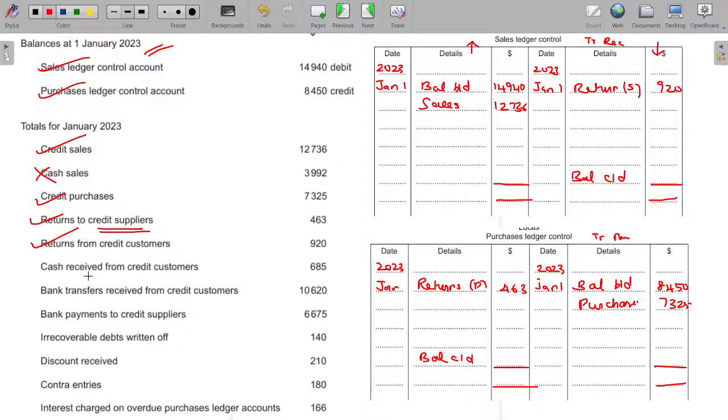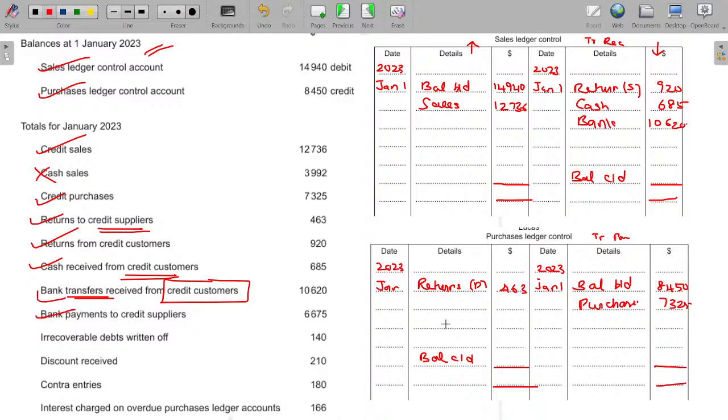Cash received from credit customers. As we recover the amount from them, the balance will decrease. So cash, this value being 685. Bank transfers received from credit customers. We recovered this amount through the bank, directly recorded in our bank, 10,620.